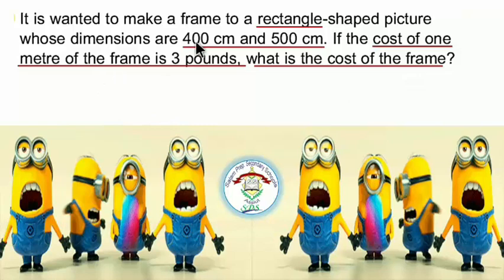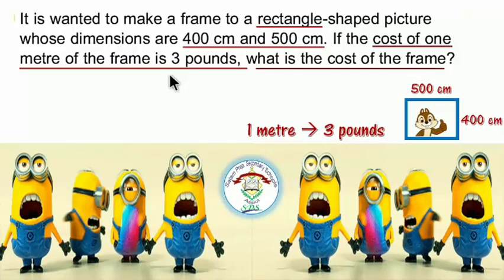We have two numbers in the same unit. Okay? This is the summary. This is the rectangle frame. Okay? For this picture, for this nice picture, the length is 500 centimeters. The width is 400 centimeters. One meter of the frame costs 3 pounds.